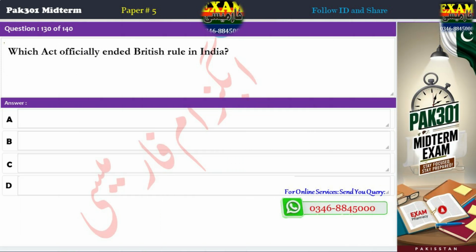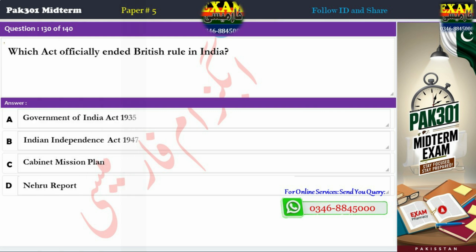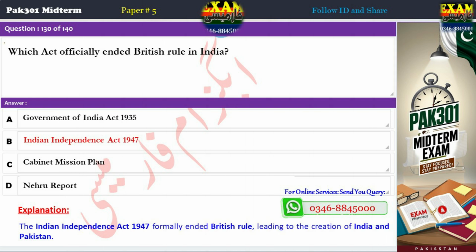Question 130. Which act officially ended British rule in India? A. Government of India Act 1935. B. Indian Independence Act, 1947. C. Cabinet Mission Plan. D. Nehru Report. Correct answer. B. Explanation. The Indian Independence Act, 1947 formally ended British rule, leading to the creation of India and Pakistan.